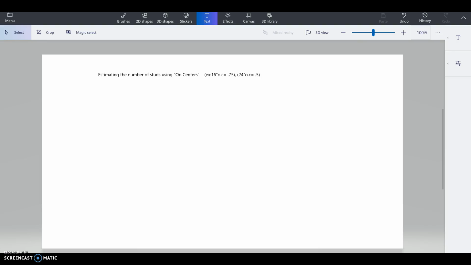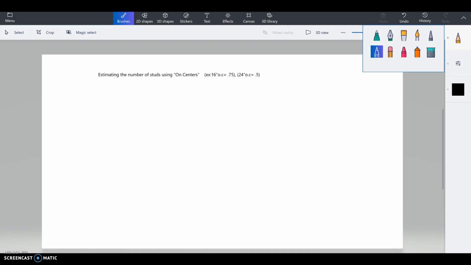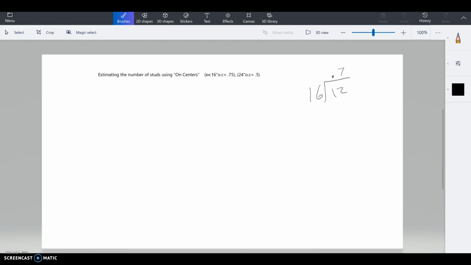Now figuring out the number of studs using on centers. So whenever you want to figure out the constant for the on centers, all you have to do is find the number 12, where there's 12 inches in a foot, and then divide that number by the on centers that you'll be using. For example, if I have a 16 inches on center, and I want to find out what the constant for on centers is, like I mentioned, it's 12 divided by 16, which equals 0.75.